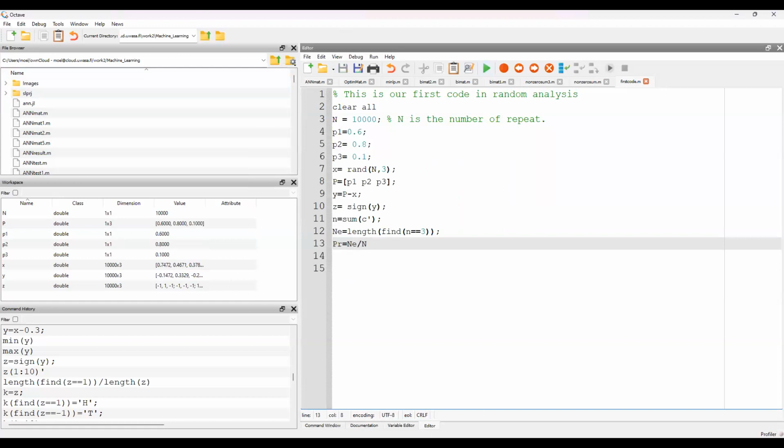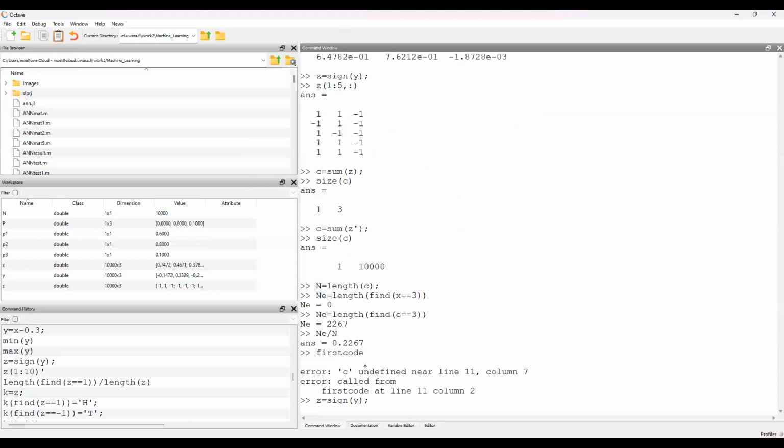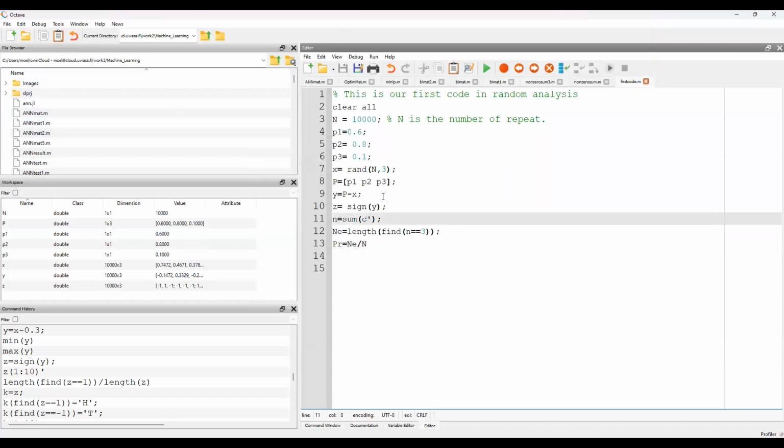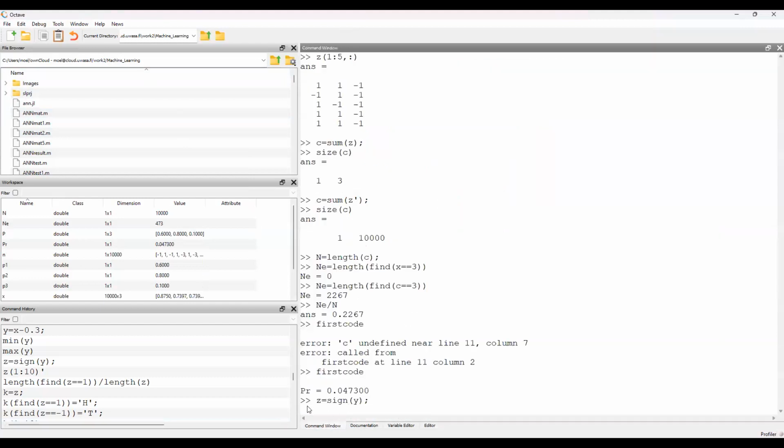Now I substitute it here. So we check if it is correct, or we have, yes, error: C undefined. Okay, they say that C is undefined because here we use the sine, so this should actually be Z. Okay, now we try again, save, and try again. Okay, so now the probability is 0.047 in this case.